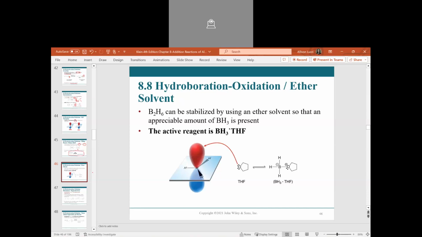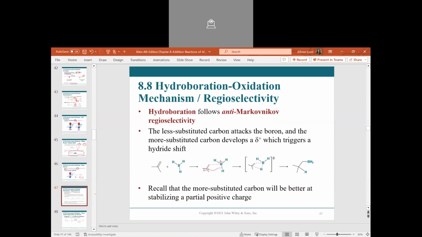How we can stabilize this diborane, this dimer that forms, is using an ether solvent. We see that here with THF, tetrahydrofuran. This complex that's formed between the borane and the THF allows this reaction to progress. We know that it follows this anti-Markovnikov regioselectivity, and we'll briefly talk about why. The borane here reacts with 3 moles for every 1 mole.